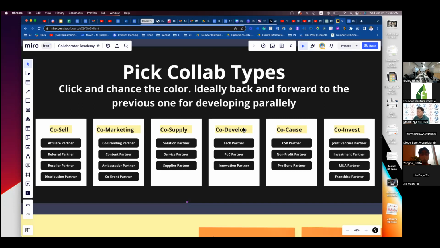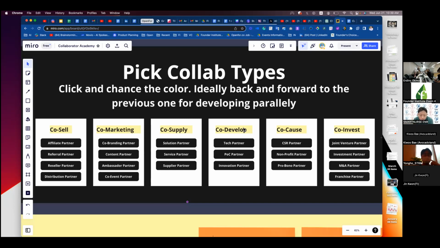POC, you guys understand already. Innovation partner is like what I'm telling you about, the CVC. CVC is corporations that have an innovation program. And sometimes they do not just a POC only, they also invest money. It's a very common term.